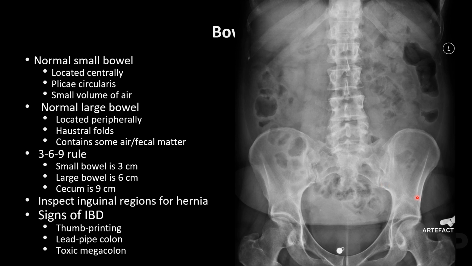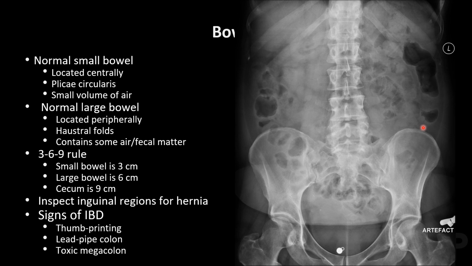In contrast, normal large bowel is located peripherally, as you can see here, and contains structures known as haustral folds, which are represented right here. Normal large bowel usually contains some air and fecal matter. As you can see, this dark density here is representing air, and then fecal matter here.